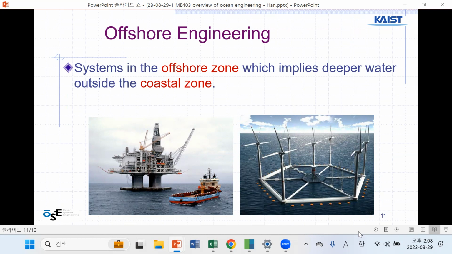Also, another problem is the long-distance transportation of electricity. Making energy far away is good because wind is good, waves are good, right? And there are no land costs. But the problem is when you get the electricity, you need to transport it to the land or city area. That is a problem.